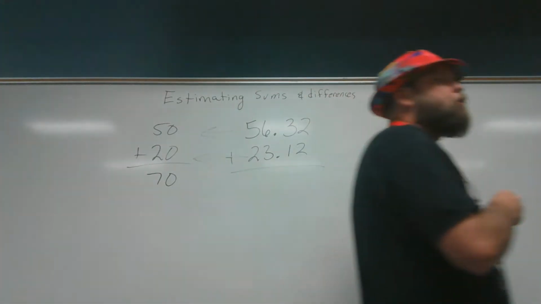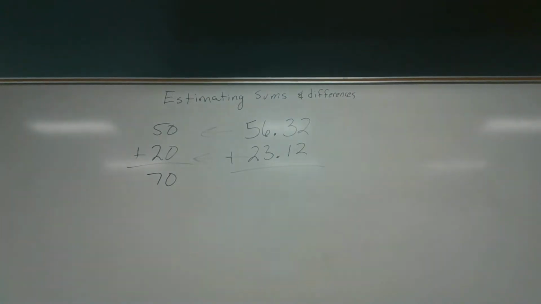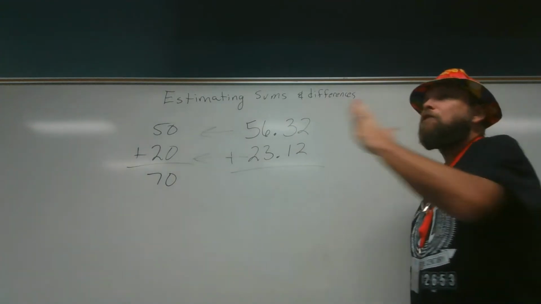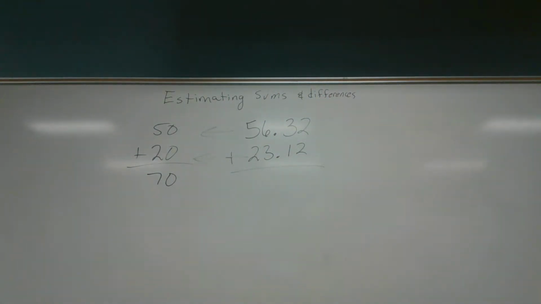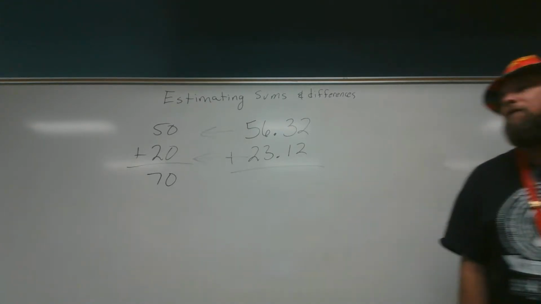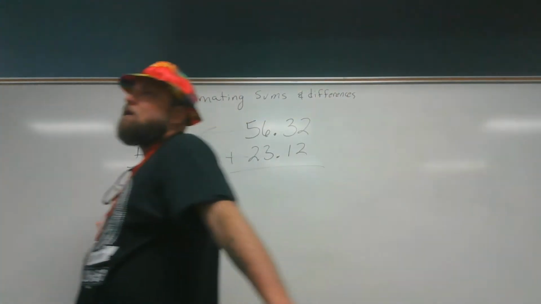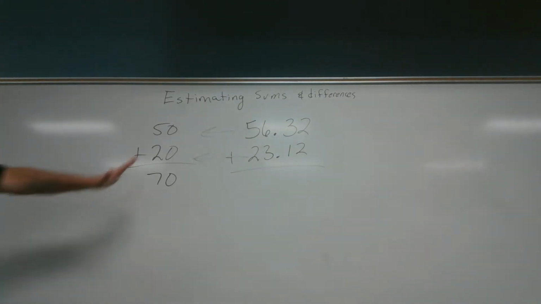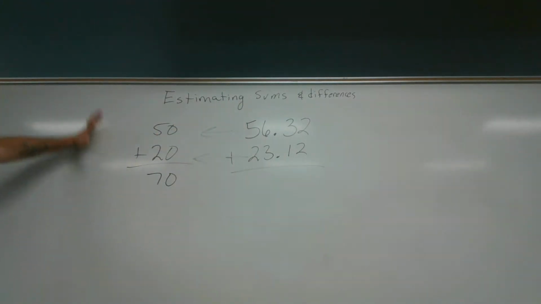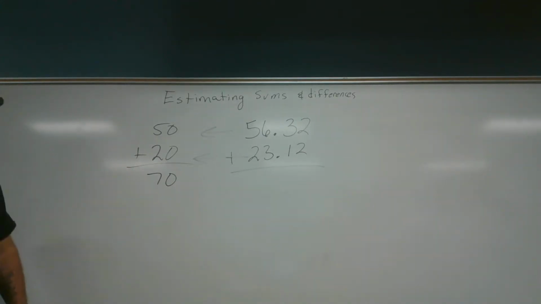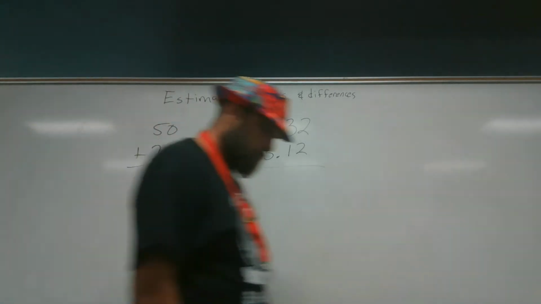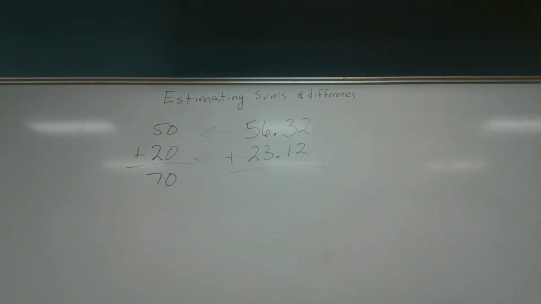So, when you're doing this, your answer, when you're doing the actual computation, needs to be somewhere in the neighborhood of 70. Miss McLean, is my actual sum going to be greater than or less than 70? Greater than. How do you know? Because you have the decimal, and you have the two.